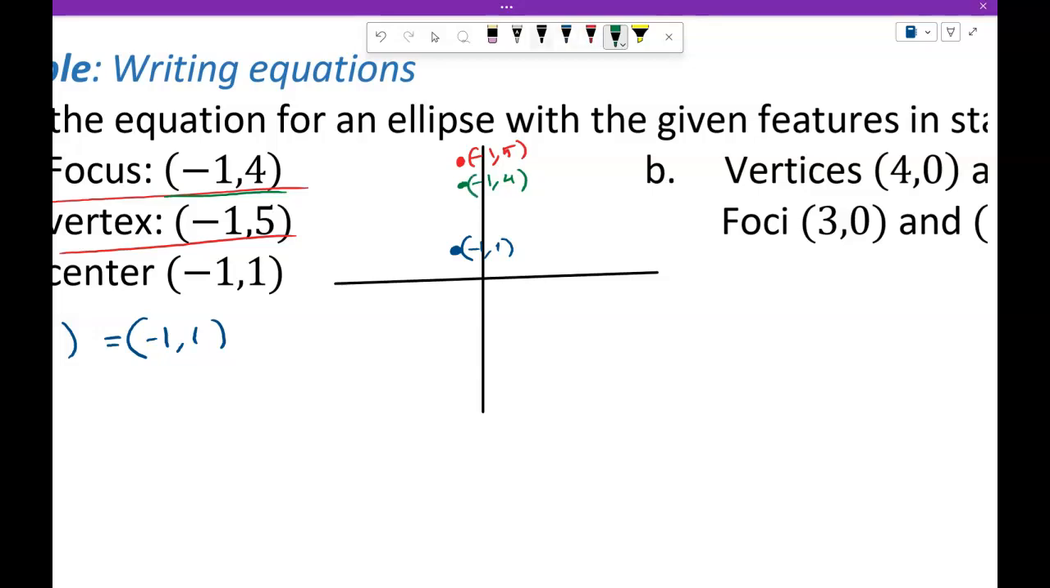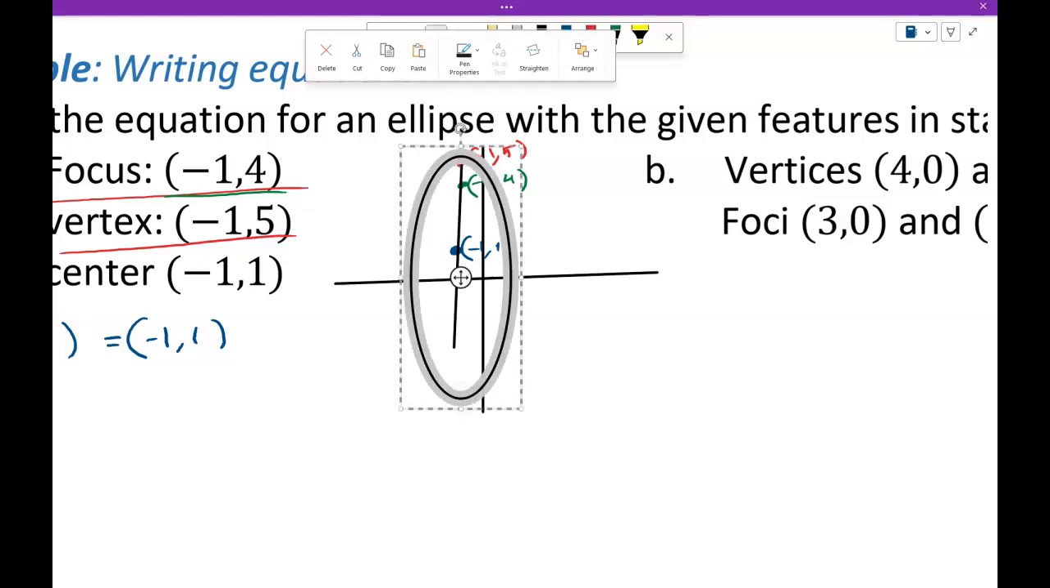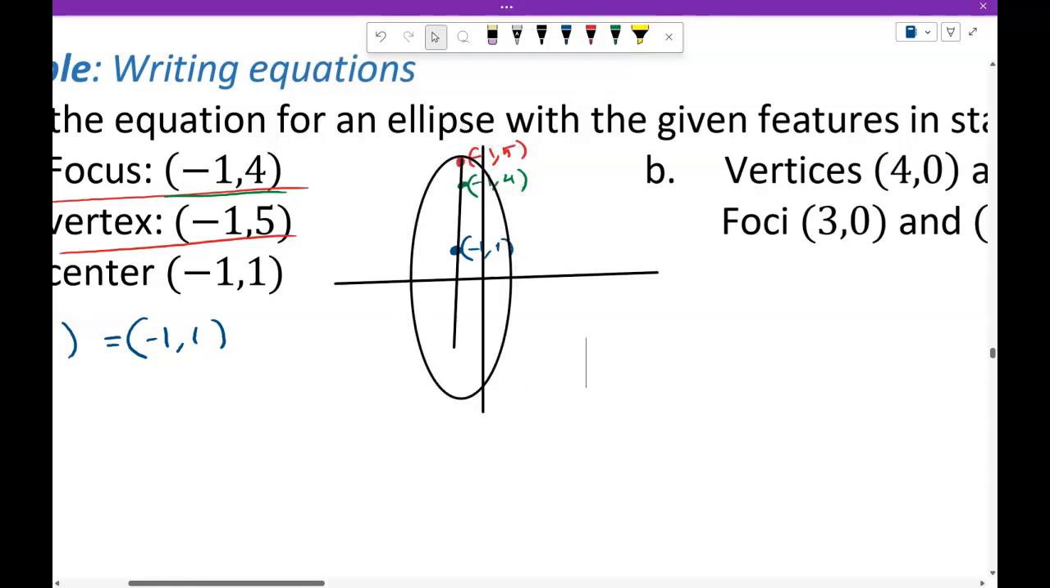Now, since we're given the vertex and the focus and they're in line, we know that we have a vertical axis ellipse and that we've been given the length of the major axis. And so our ellipse will look something like this, with our center located where it is. So now we need to find the values of a, b, and c. Let's try and start with a.